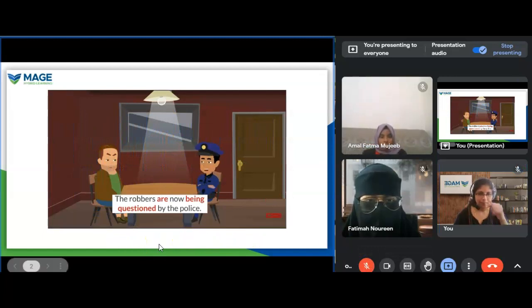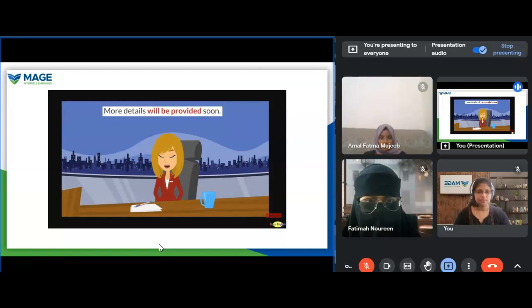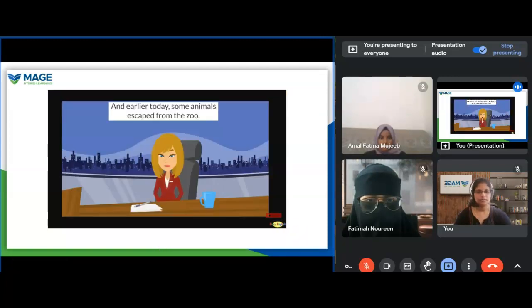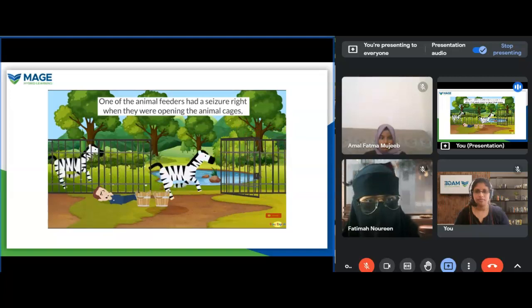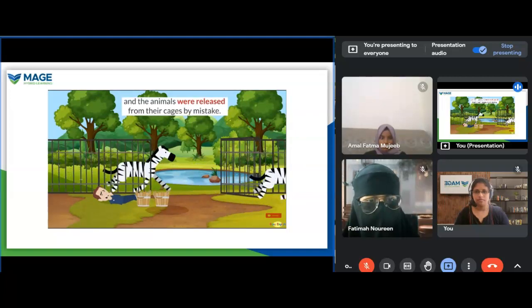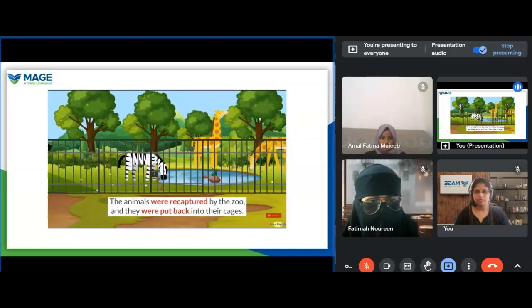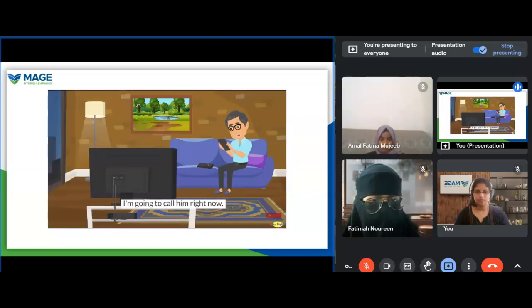The robbers are now being questioned See. by the police. It is hoped that the money will be finally recovered from them. More details will be provided soon. So his story was true. And earlier today, some animals escaped from the zoo. One of the animal feeders had a seizure right when they were opening the animal cages. And the animals were released from their cages by mistake. The animals were recaptured by the zoo and they were put back into their cages. The animal feeder is now being treated in the hospital after collapsing in the zoo.